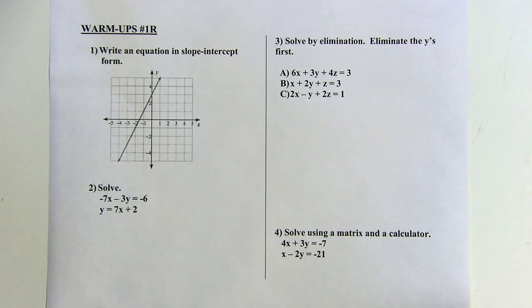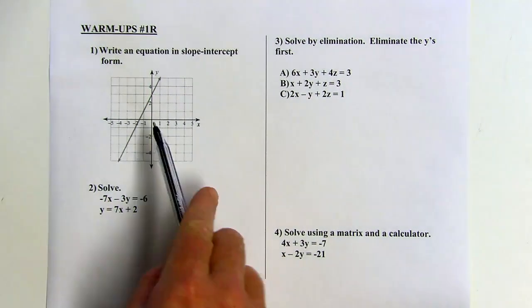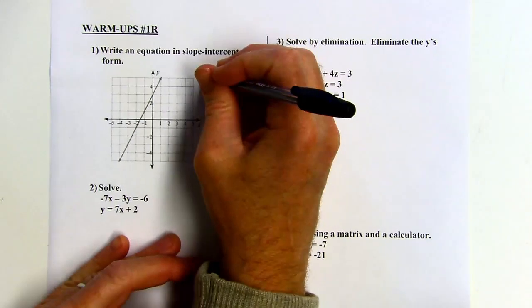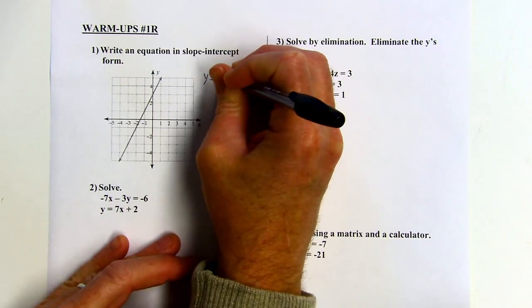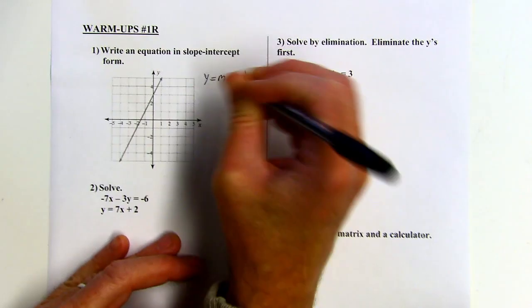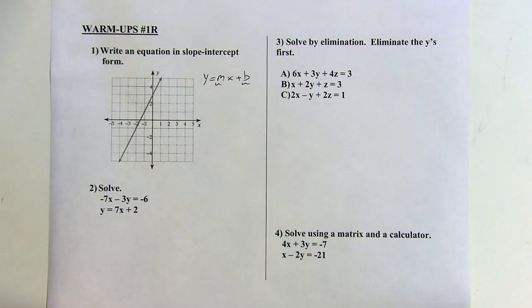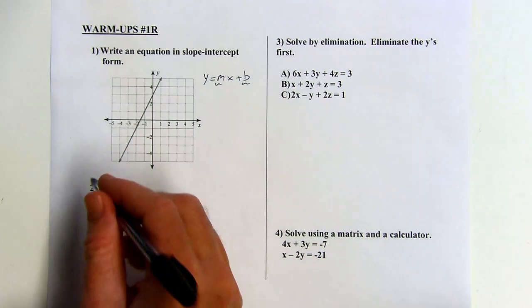Okay, here's warm-up 1R. So let's write an equation in slope-intercept form here. You got to know that slope-intercept form, that's y equals mx plus b. So there's two components I need here, the m and the b. The m is the slope, all right? So what I want to do then is choose any 2 points that are on the line.